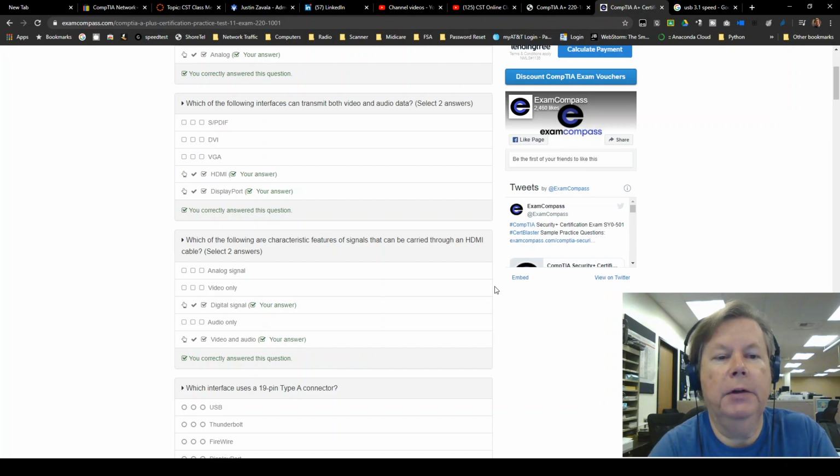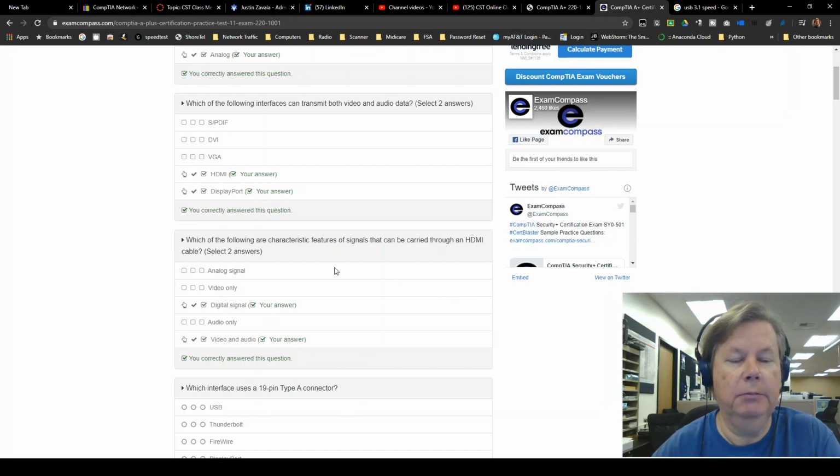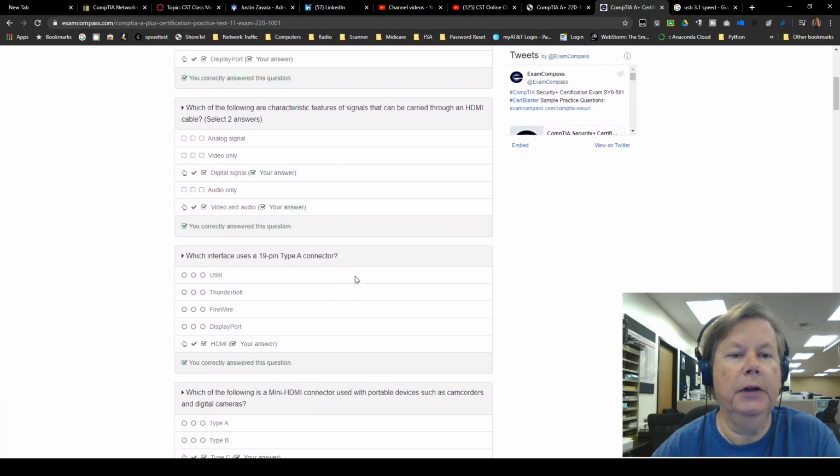Question number two, which of the following interfaces can transmit both video and audio data? Select two. That would be HDMI, as we're familiar with from televisions and computers, and DisplayPort would be the other one. VGA is analog, only does video. DVI, similar to HDMI, but only does video. And SPDIF, the Sony Philips digital interface, is just an audio interface.